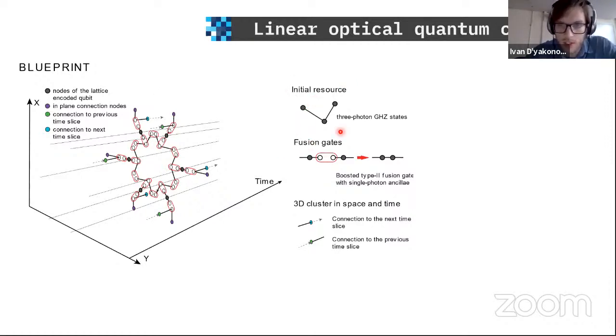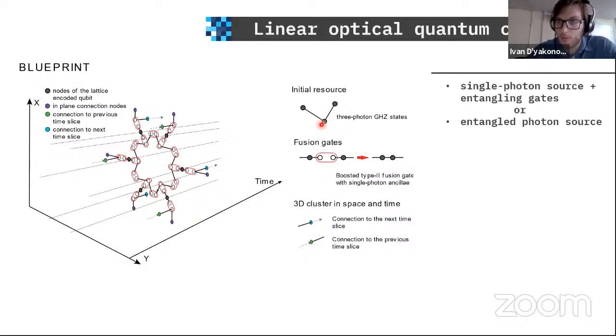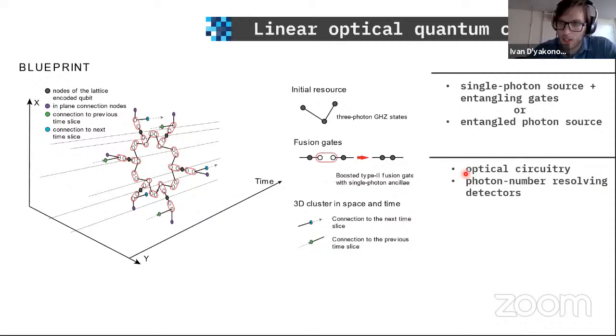The first one is the photon source. For this architecture, you need a 3-photon GHZ state, which is a highly entangled state. Anyway, to get these 3 photons, we need at least a single photon source and entangling gates of some kind, or, which is better, an entangled photon source on demand, which is significantly harder to get, but in principle, it should supply these 3-photon GHZ states.